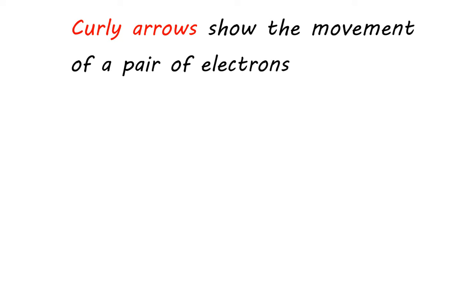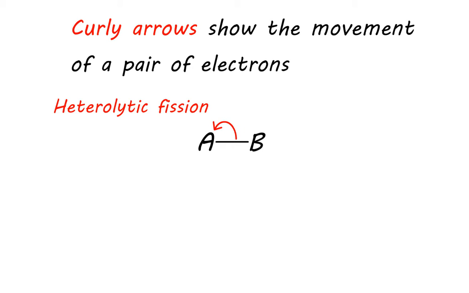Mechanisms show the steps for how we believe a reaction takes place at a molecular level. When writing mechanisms, we draw curly arrows to show the movement of a pair of electrons. For example, when a bond breaks by heterolytic fission, we show the shared pair of electrons moving from the bond to one of the atoms to form a negatively charged ion.